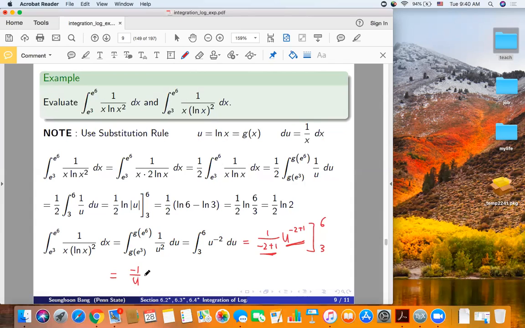Thank you. The minus 1 over u from 3 to 6. So we plug 6 into u: minus 1 over 6, minus plug in 3: minus 1 over 3. So exactly negative 1 over 6 plus 1 over 3. I want to find a common denominator, 6. You multiply the second one by 2 over 2. This is negative 1 over 6 plus 2 over 6. The final answer is 1 over 6. This is the whole idea for solving this problem.